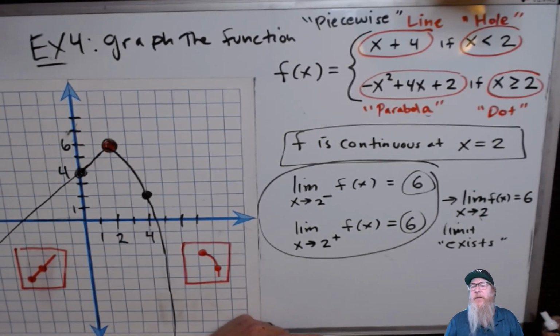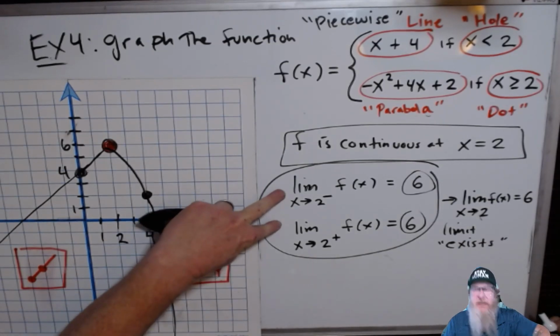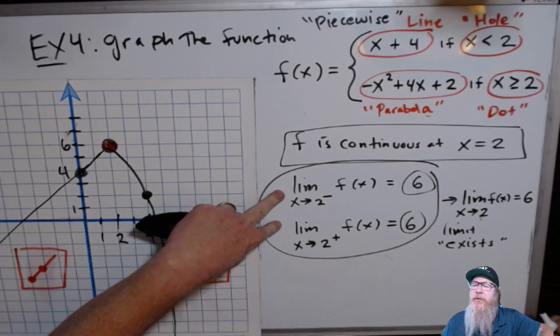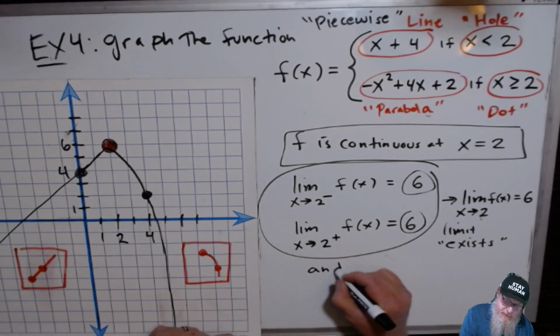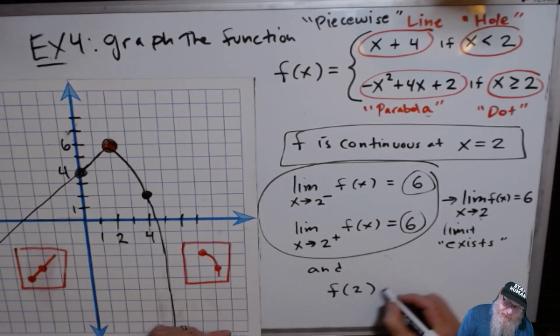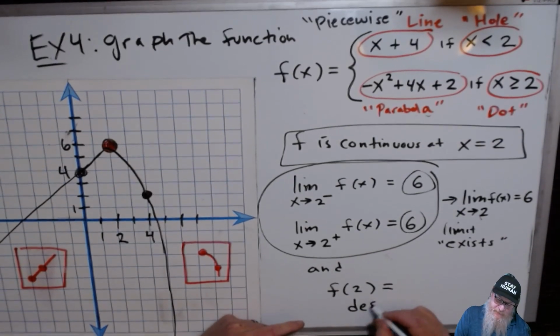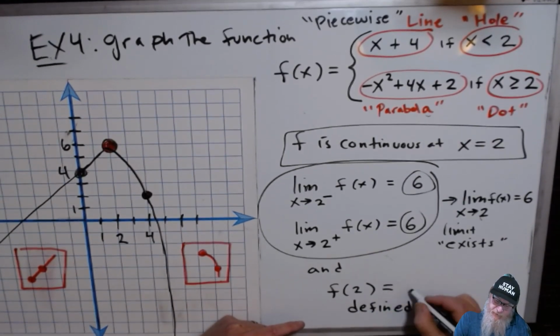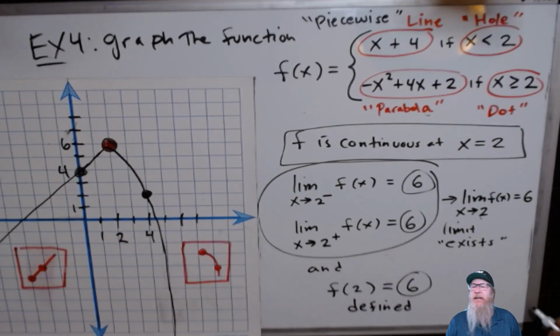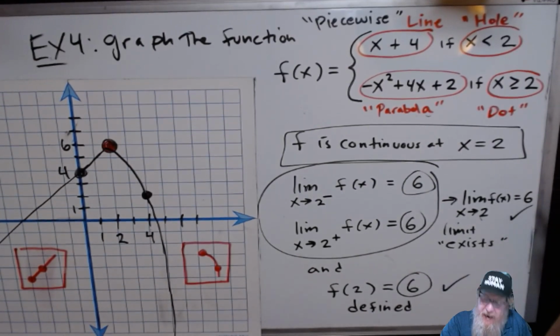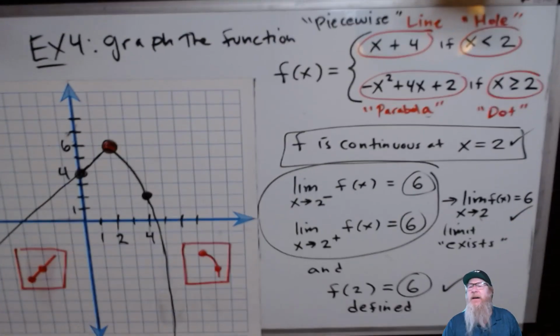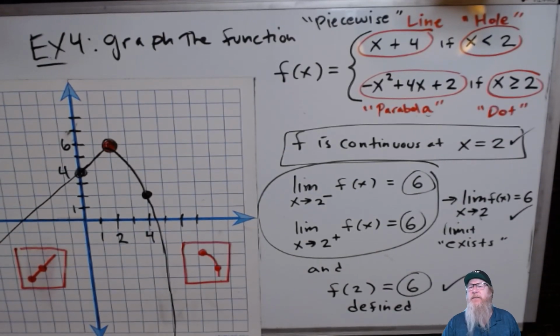Right? So remember, in order for a limit to exist, there has to be 2 limits that actually agree with each other. And the function exists. It's defined. F of 2 is defined, and it's defined to be 6. So check, check, check. Everything checks out. So it is in fact continuous.